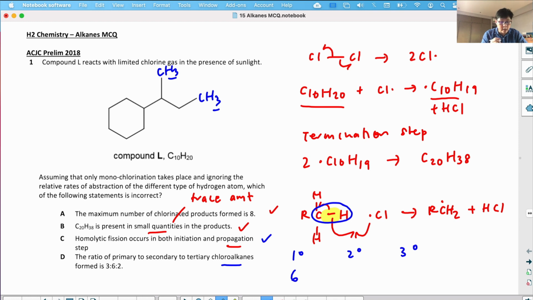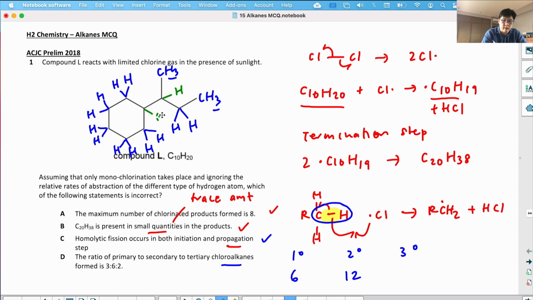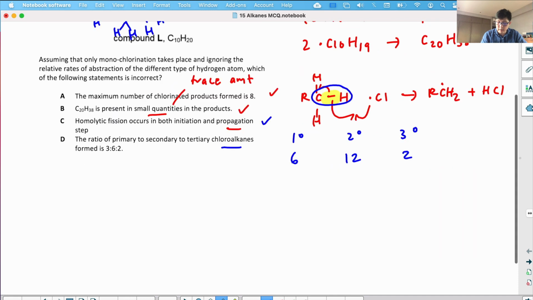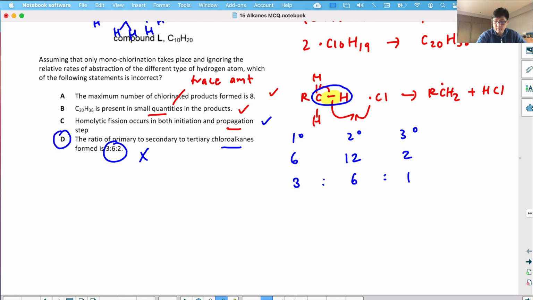For secondary, there are really many. This part, there's the hydrogen: 1, 2, 3, 4, 5, 6, 7, 8, 9, 10, 11, 12. So it's actually 12 over here. Any of these hydrogens can be substituted with a Cl to give you a secondary halogenoalkane. The last part, the tertiary, is the hydrogen over here that can be replaced with a Cl, or the hydrogen over here, to give you a tertiary halogenoalkane, and the value here should be 2. So the simplest ratio would be 3 to 6 to 2. But this is 3 to 6 to 2, so this is actually incorrect. So the answer is D. All right, so that's how we do it.